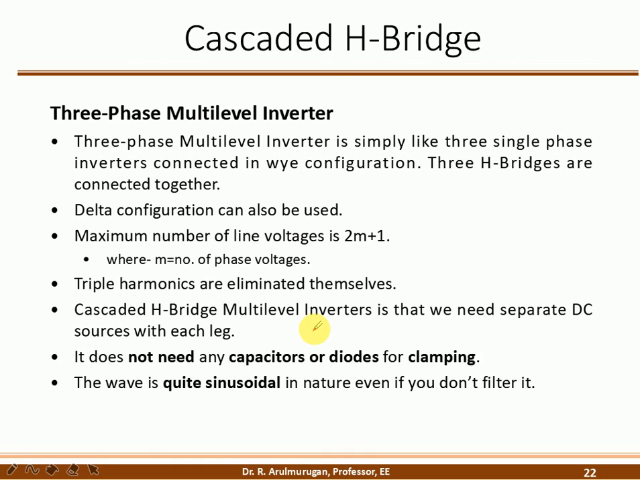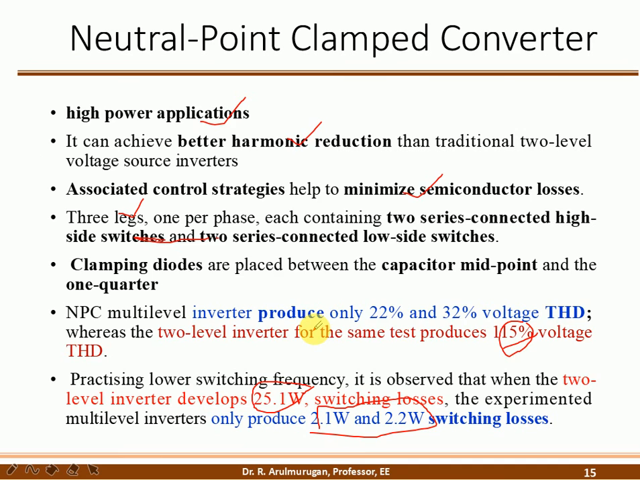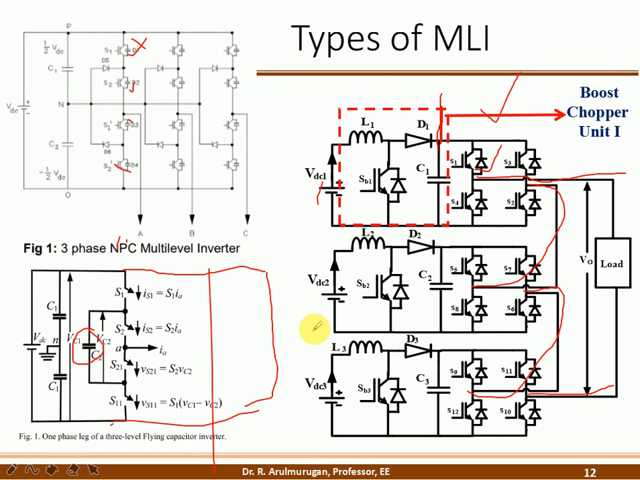That's all about the multi-level inverter. You can look at the H bridge inverter here: inverter number 1, inverter number 2, inverter number 3. Three single phase inverters are used, connected in series. Similarly, you can do this for a 3 phase inverter also. So that's all about multi-level inverter.